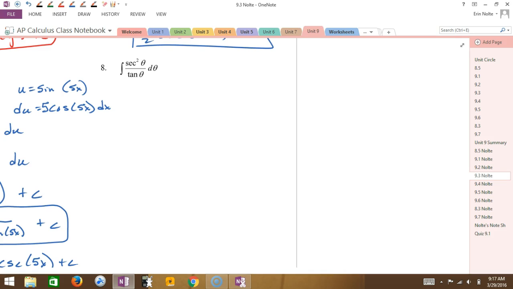Okay, so if it's in rule number 14, I take the bottom, which is tangent, and I derive it, and I'm going to see if that's the top. So what is the derivative of tangent? Secant squared. So it is the top. Okay, so I can just go straight to rule number 14. You wrote that down? Yep. I don't even need any steps on this. Okay, what is my integral? Natural log. Natural log, remember? Rule number 14 is a natural log. The natural log of the absolute value of the u, and the u is the bottom. There you go.